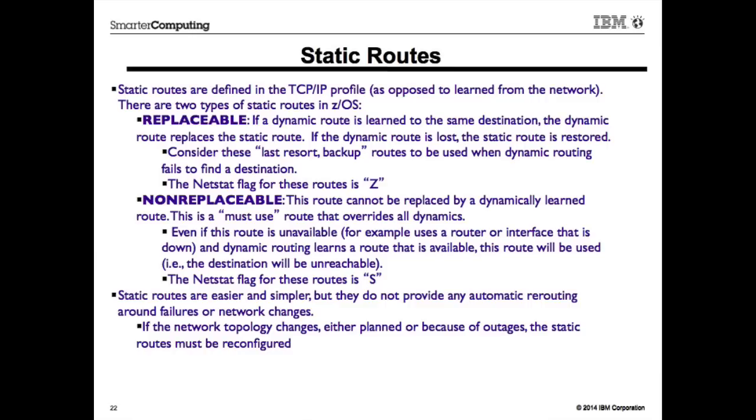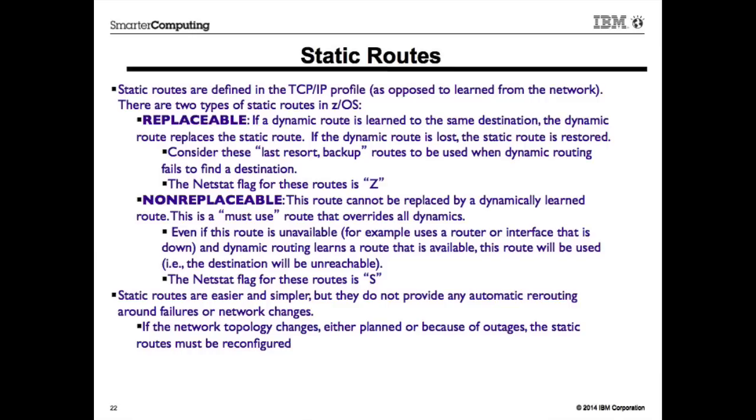In netstat, the route flag for a replaceable static route is Z. So if you see a Z in the netstat flags, it means it was coded as a replaceable static route. The other kind of static route is non-replaceable. What that means is it's coded, it cannot be dynamically learned, so you must use a static route. If you code a static route that's not replaceable, a new route will not be learned dynamically, or if it is, it won't be used.